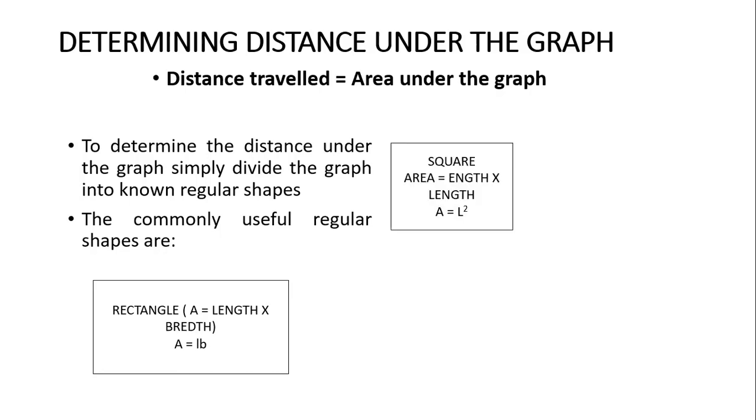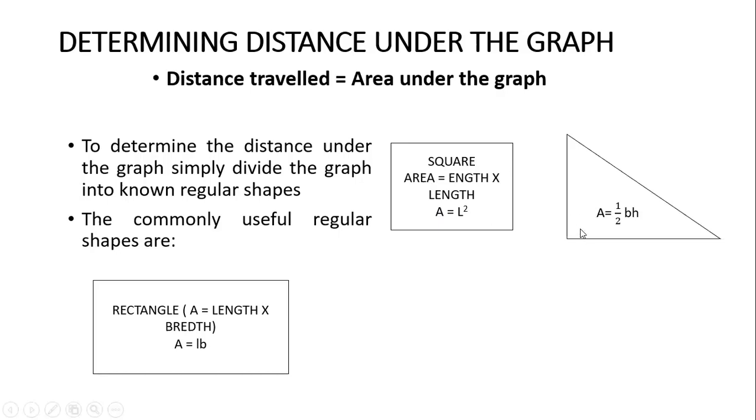The next shape that you have to know about is a square. Now, a square is also a four-sided polygon which has all the sides the same. So it only has length. This one is length, this one is length. So the formula will be area is equals to length times length, which will be area is equals to L squared. The next shape is a right-angled triangle.